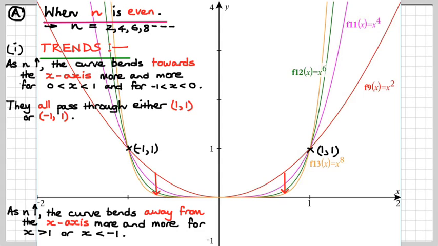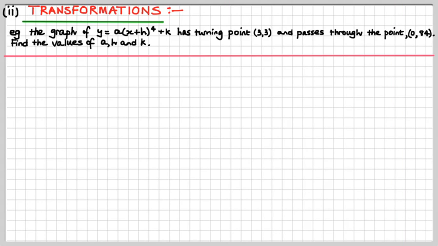And as n increases, the curve bends away from the x-axis more and more for x greater than 1 and for x less than negative 1, as I'll show you with arrows. Stand by that one and that one. You get it, don't you? That's the trend. Now here comes the transformations.